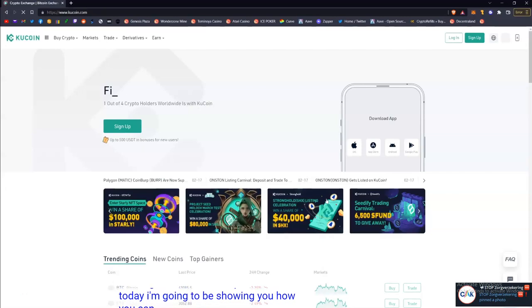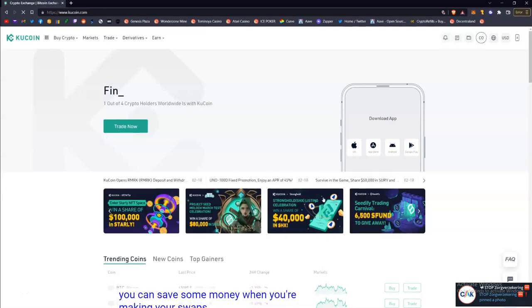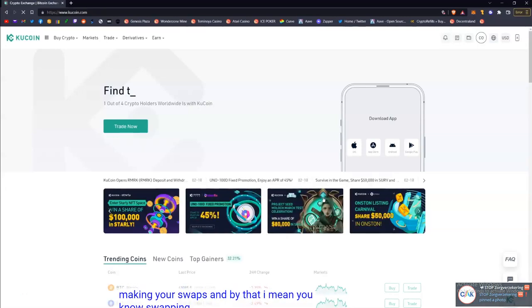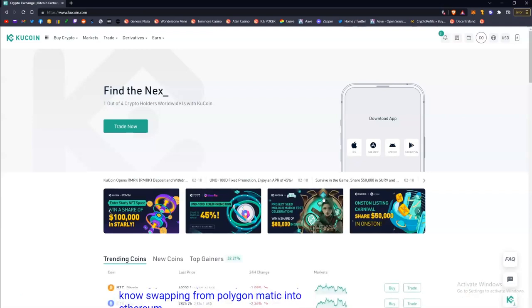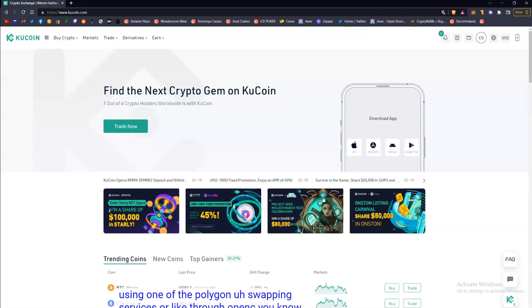Today I'm going to be showing you how you can save some money when you're making your swaps. And by that I mean swapping from Polygon Matic into Ethereum or Ethereum to Polygon Matic. If you've ever tried to swap these coins using one of the Polygon swapping services or through OpenSea, you know it can be really painful with these gas fees. Sometimes they can be $60, $100 just to swap these coins, even if it's a low amount of coins.